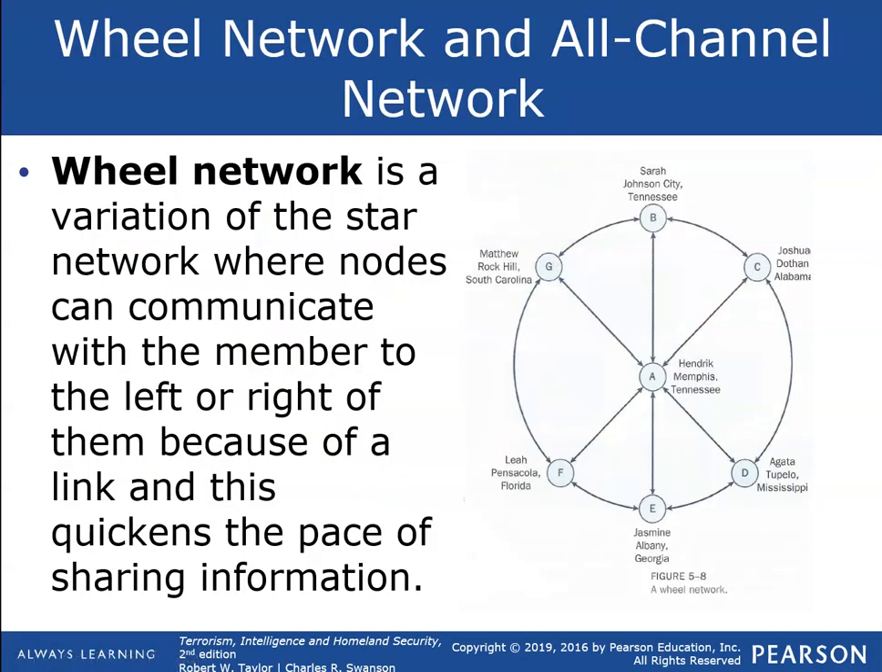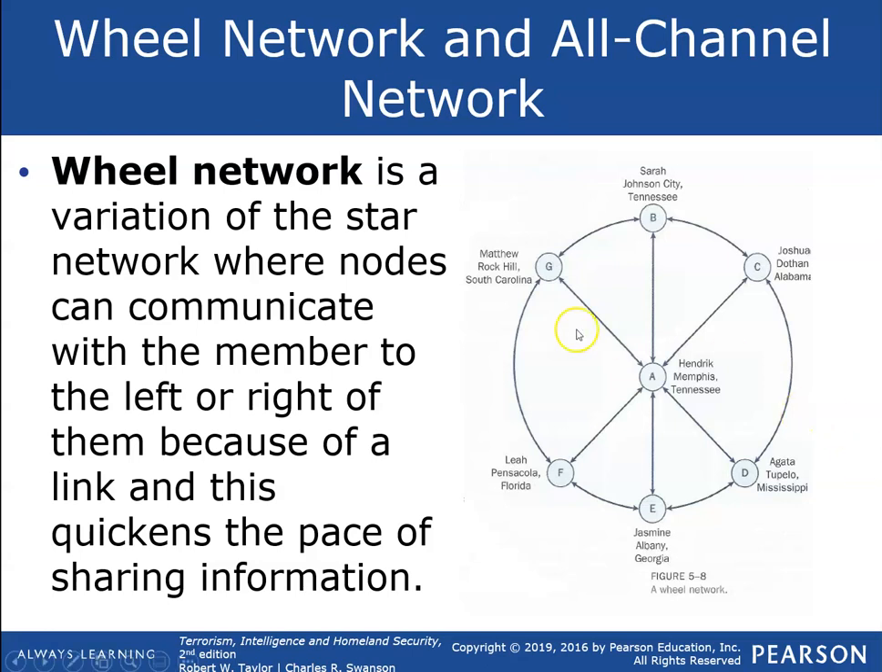Now we have the wheel network. This is a variation of the star or hub network, where the nodes on the outside can communicate with the member to the left or right of them because of a link. Remember, we talked about the link. This quickens the pace of information sharing, but it also can expose them a little bit more. So hopefully that makes sense.